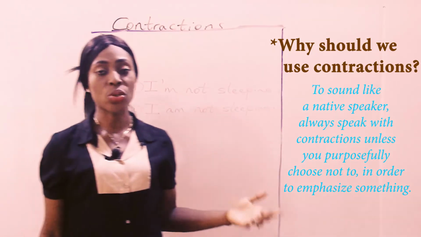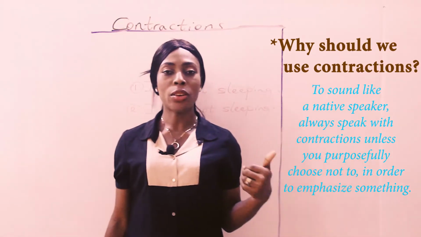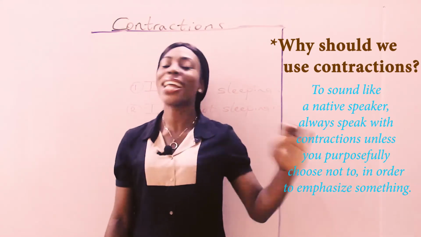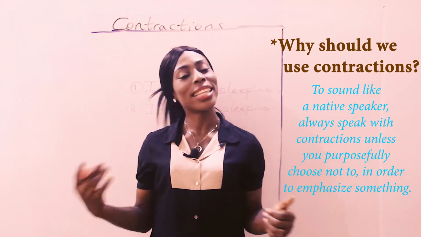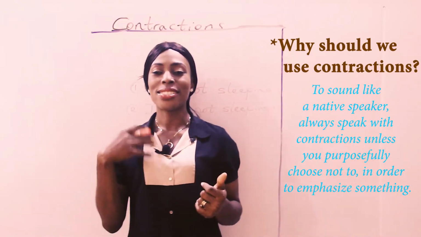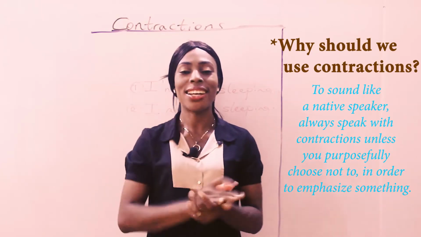I'm not sleeping is casual. I'm not sleeping is normal, it's factual, it's simple. But maybe the other person is asking, you're sleeping? I am not sleeping. Okay, so that's when native speakers don't use contractions, when they are trying to emphasize something in a sentence.